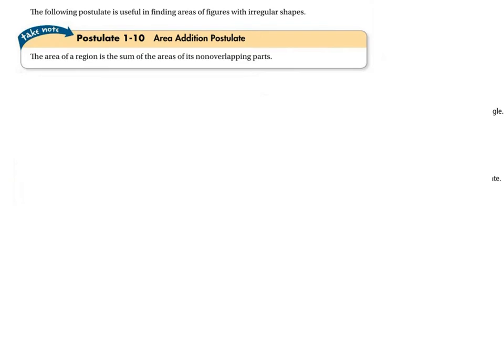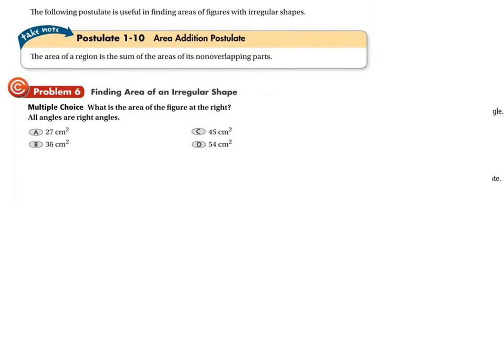All right, well, we've had this postulate that it really is helpful when we're looking at irregular shapes and we want to find the area. If we're looking for the area of a region that is irregular, we can split it up into regular figures that we know how to find the area of that have non-overlapping parts. So we're not missing any parts and we're not counting anything twice. Okay, so here's the problem.